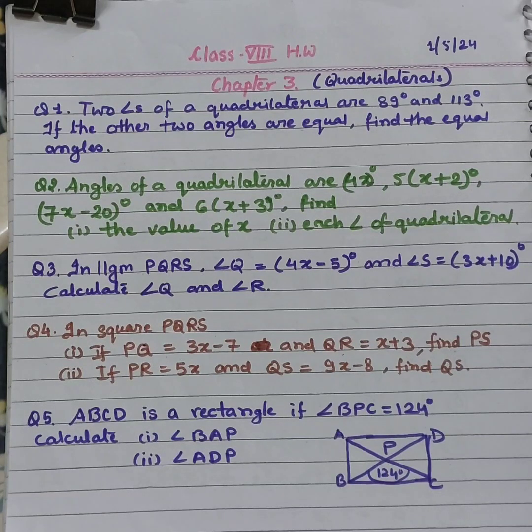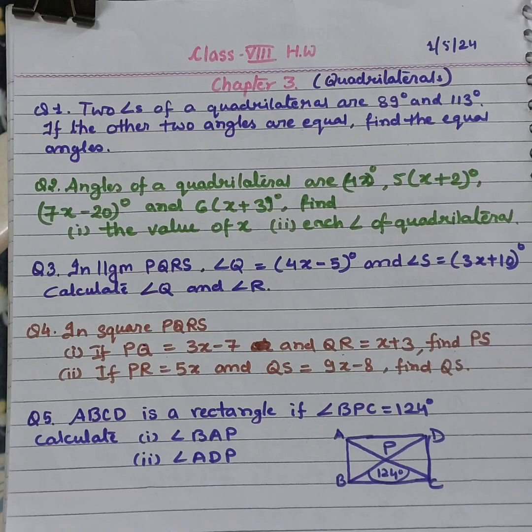Now question number 4. In a square PQRS, immediately the figure should be in your mind, square PQRS. The first part: if PQ equals 3x minus 7 and QR equals x plus 3, then you have to find PS. When you make the figure, later on I will explain, then you can easily find it. Then if PR equals 5x and QS equals 9x minus 8, find QS. We will solve it in the next video.